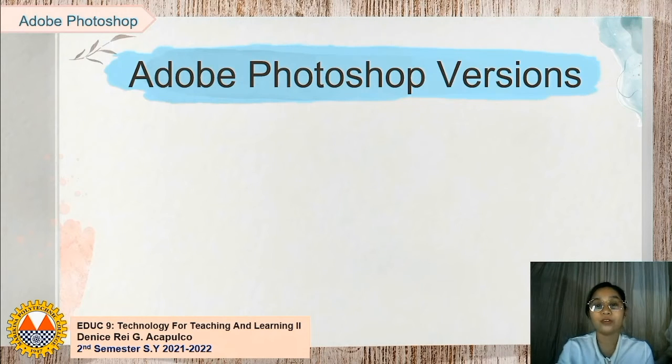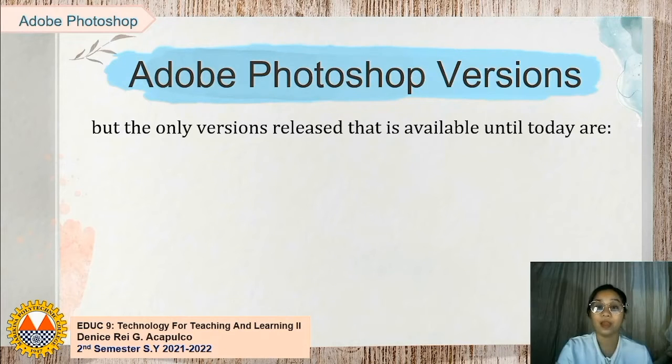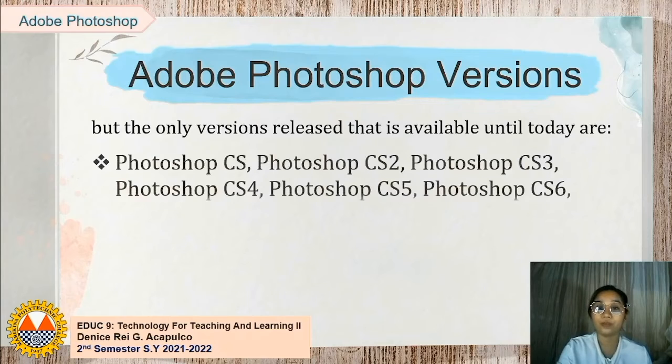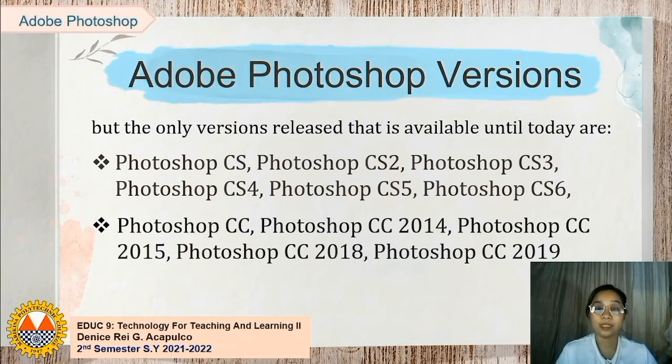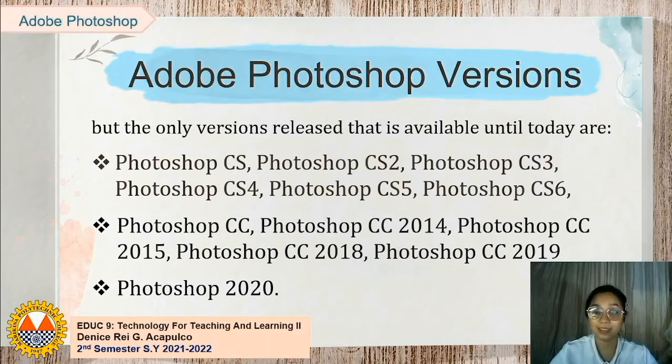So here are the versions of Adobe Photoshop. But the only versions released that are available until today are Photoshop CS with the versions 2, 3, 4, 5, and 6. Photoshop CC with the versions of 2014, 2015, 2018, and 2019. And lastly, Photoshop 2020. These are nothing but updated versions of Photoshop with some new features.